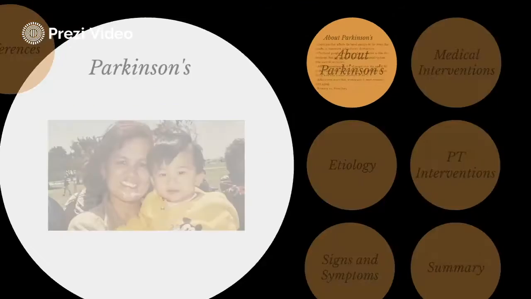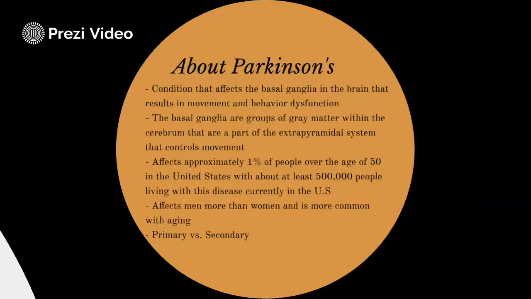So first, we'll just be talking about Parkinson's and the basics of it. So Parkinson's disease is a condition that affects the basal ganglia in the brain that results in movement and behavior dysfunction. The basal ganglia are groups of gray matter within the cerebrum that are a part of the extrapyramidal system that controls our movement.